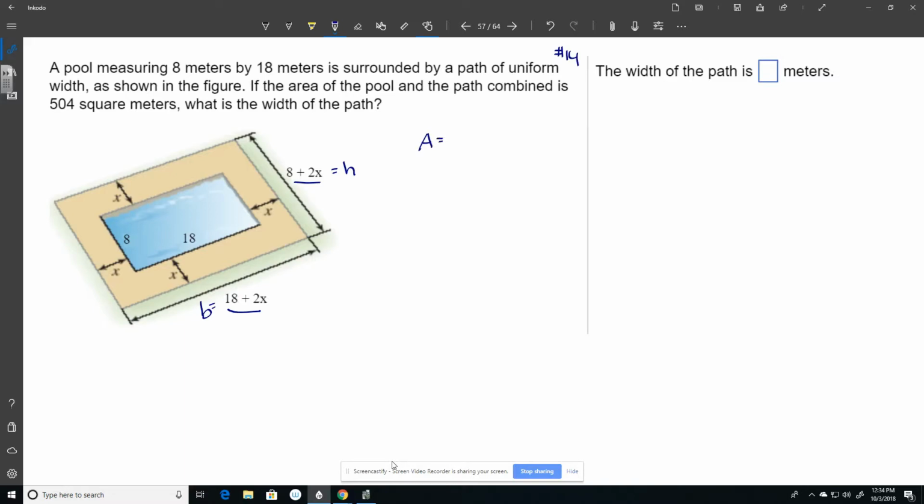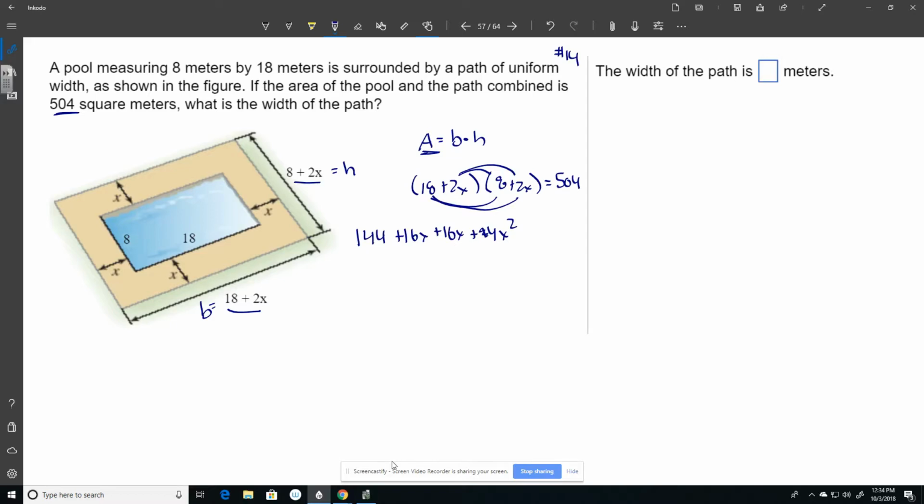And we know the area of a rectangle is base times height. So base, 18 plus 2x, times height, which is 8 plus 2x. And that equals the area, which my problem tells me is 504. So now I just have to simplify this and get it in standard form so that I can use the quadratic formula. 18 times 8, I'm going to FOIL, is 144. 18 times 2x is 36x. 2x times 8 is 16x. And 2x times 2x is 4x squared.